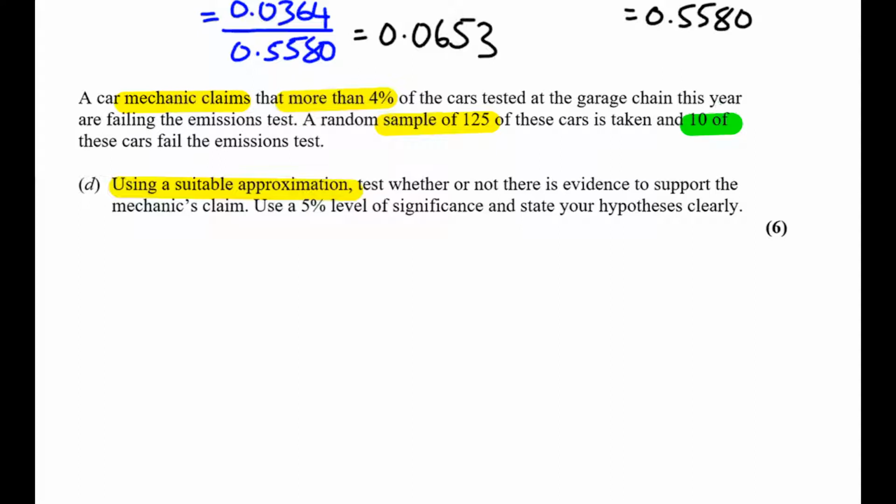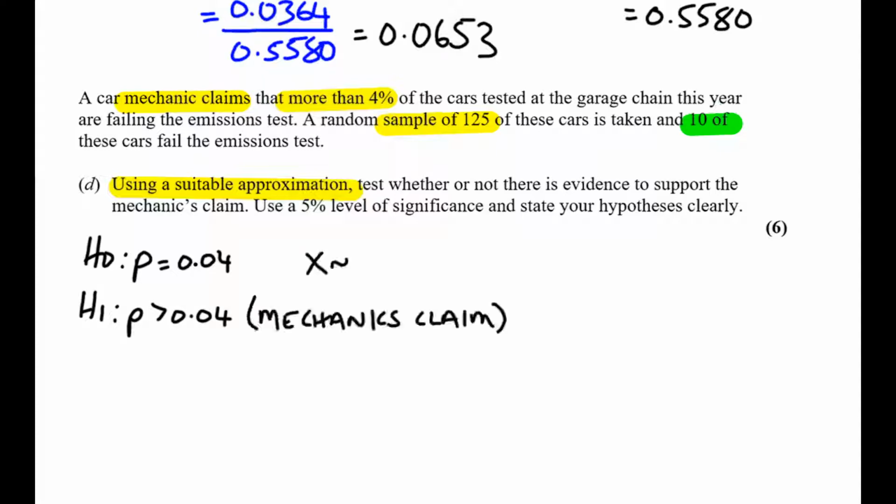Okay, so the hypothesis test: H0, probability equals 0.04, and H1, this is the mechanic's claim, is that it is going to be more than 0.04. For the null hypothesis, we're saying that X follows a binomial, where n is 125 and p is 0.04. So straight away, that n value is too large for me to use the binomial. Is it Poisson or is it going to be the normal?